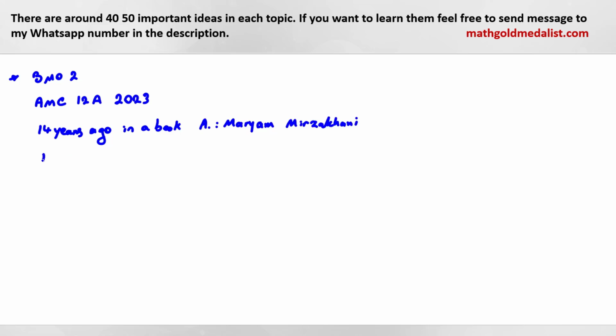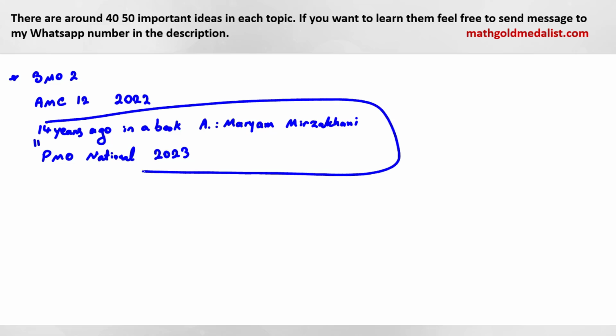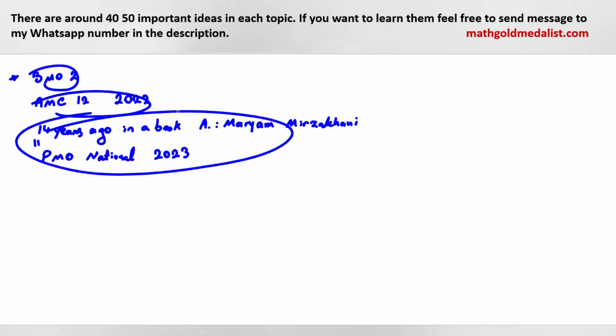Let me tell you something. In AMC 12 2022, I saw this problem. I don't remember A or B. Then I saw this idea again in PMO, and this problem of PMO was exactly the same. PMO is the Philippine Mathematical Olympiad, national level, similar to USOMO or BMO round 2. PMO national level 2023. These two problems are exactly the same, but here the ideas are similar.